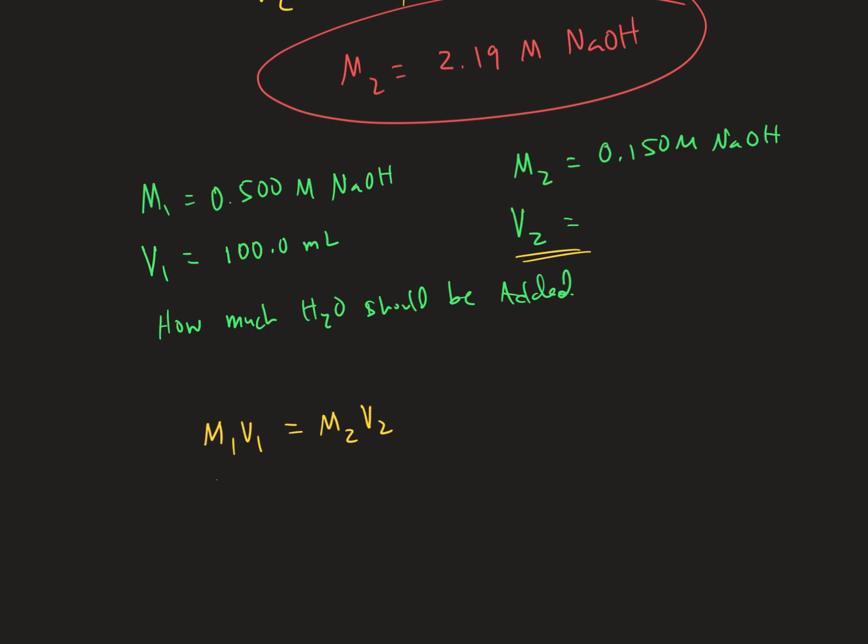So now we have to solve for V2. Mathematically, algebraically, what do we do? Divide by M2. So the M2 goes to the other side, right? Are we good there? And what do we get? Anybody done yet? 333.3 milliliters, right?